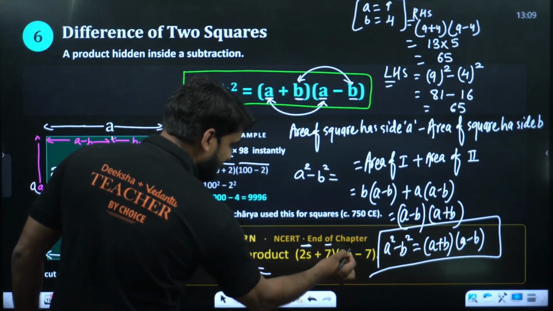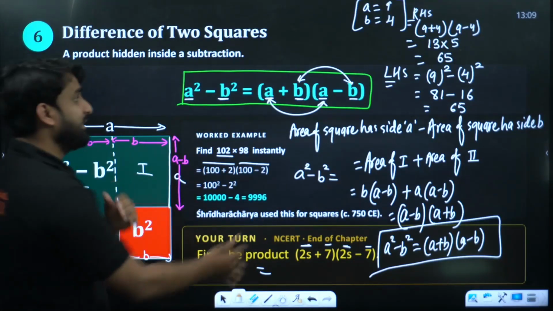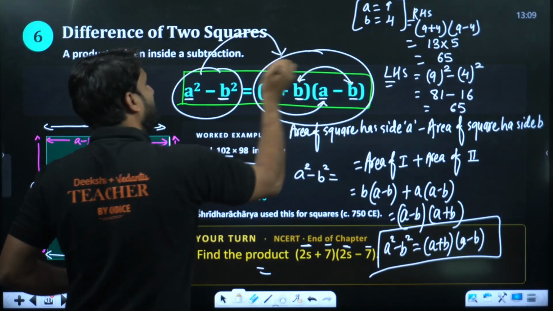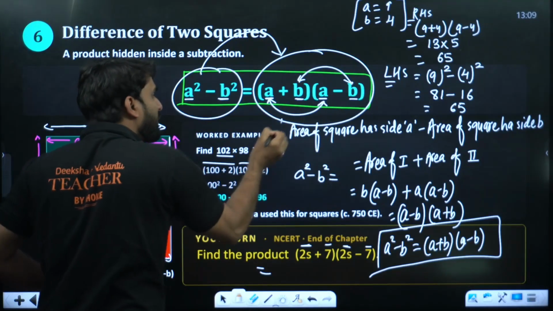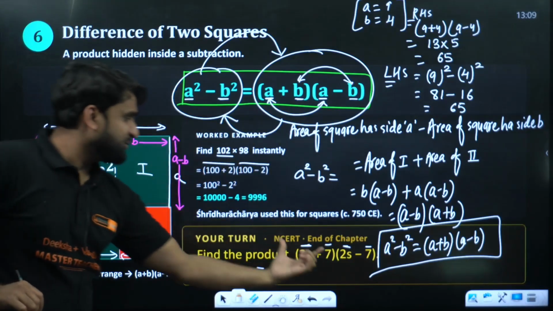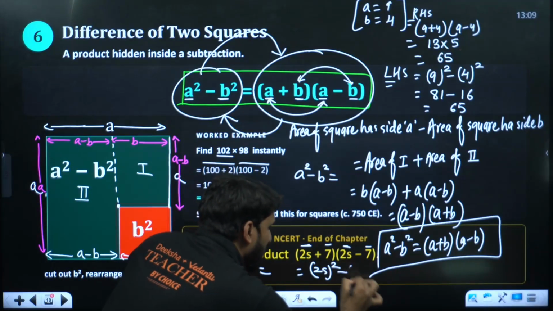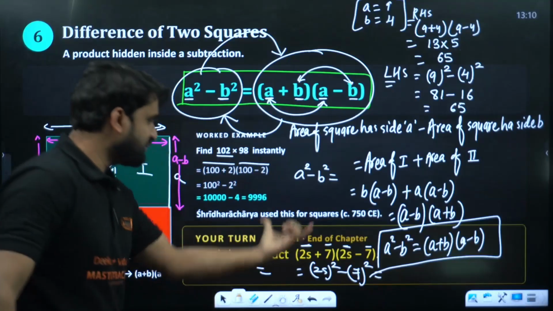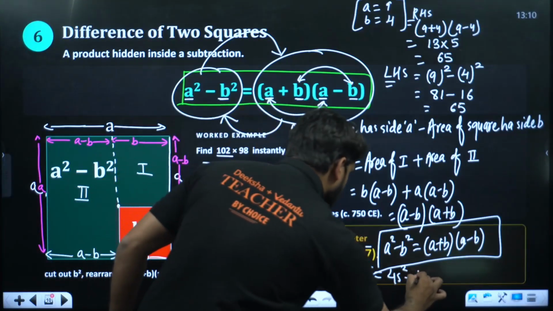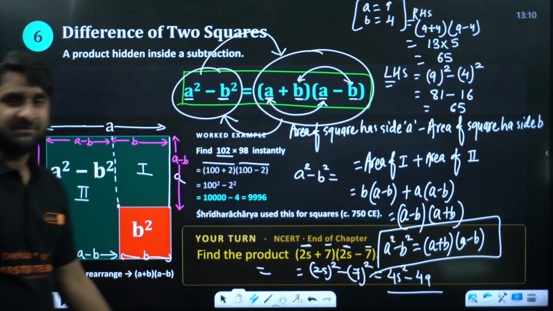Can you see this question here? 2s plus 7 and this is 2s minus 7. So this is a plus b, a minus b. So we can apply the identity. You can write a square minus b square as this, or you can also apply it back here. This identity can also be written as this. So this is already in expanded form. So we can apply this as 2s whole square minus 7 square. So 2s square will be 4s square minus 7 square is 49. This is the answer. 4s square minus 49. Clear, everyone?